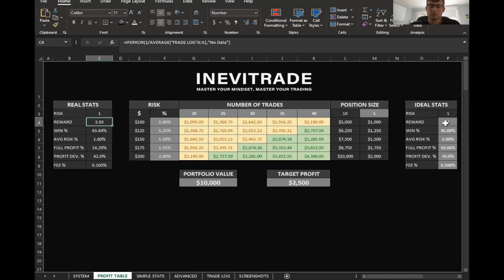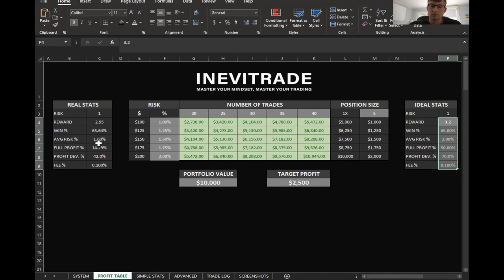I'm doing 2.95 risk reward. Maybe I could do 3. What if I bumped it up to 3.2? My win rate here is 63%. What if I bump that up to 65, right? Average risk, that's going to be based on your trade frequency or time frequencies and trades that you're taking. So that's not super controllable, except if you start trading different time frequencies. Full profit, and then profit deviation. You see that when you change these numbers, this starts to change. You notice that. And what this is telling you is how much money you're going to make based on these numbers.